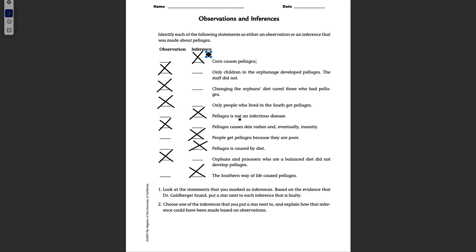Next one. Pellagra is not an infectious disease. Well, we know that that is true because of the 2 clinical trials that were conducted. We know that staff didn't develop pellagra, but the orphans and prisoners did. So we know that that one is true. Move on to the next one. People get pellagra because they are poor. Well, they just thought that because that was a majority of the people that they were dealing with. That doesn't mean that it's necessarily true, so this one would also be considered false.